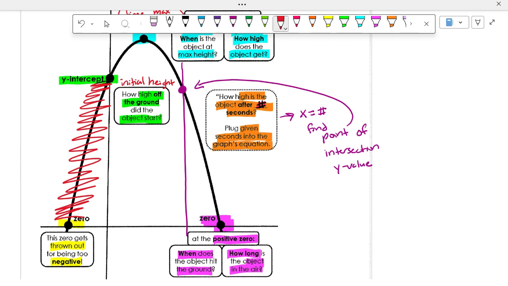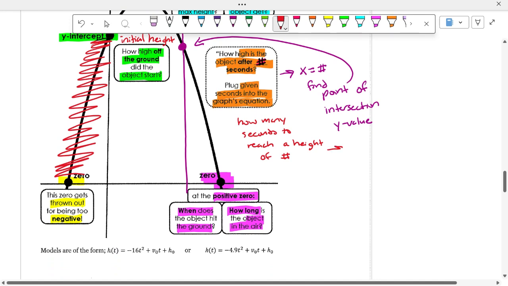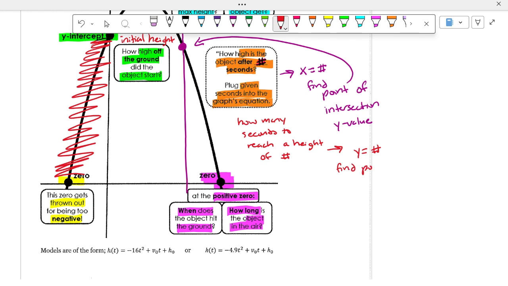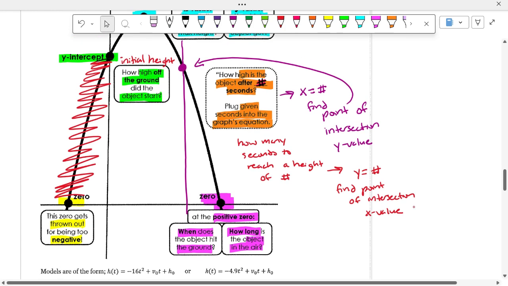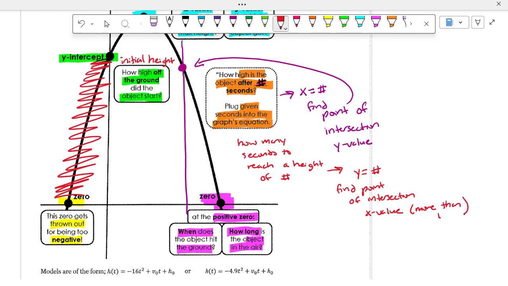Now, the opposite is true if it asks how many seconds to reach a height of some number. That's when you would do y equals that number, find the point of intersection, and use the x value. Note, you may get more than one, but you always need to use the positive version of that.